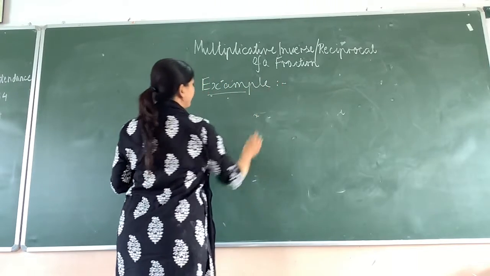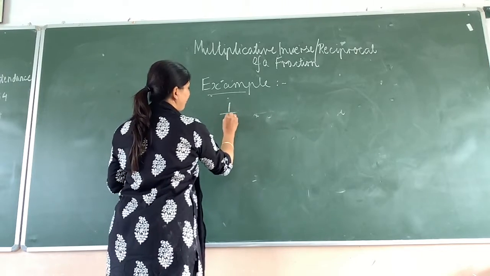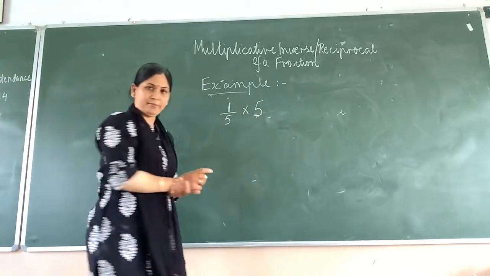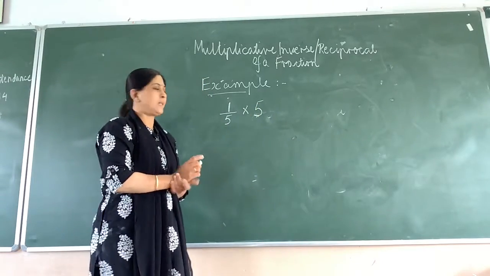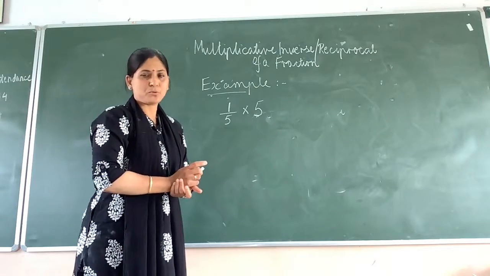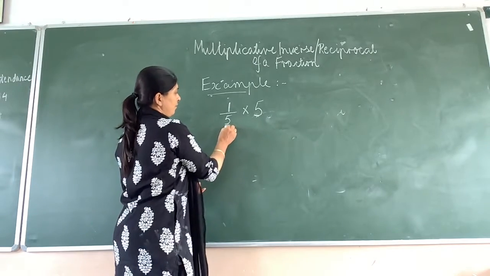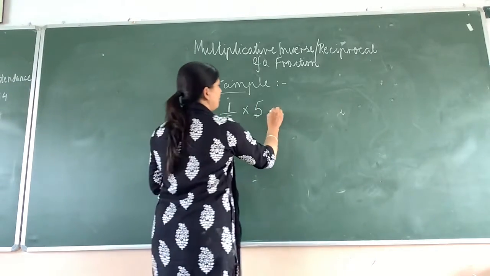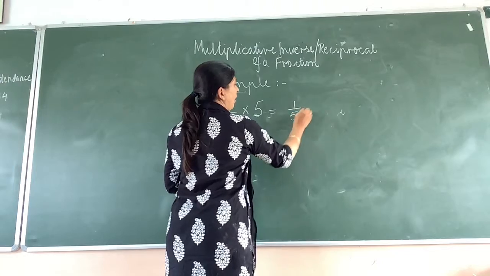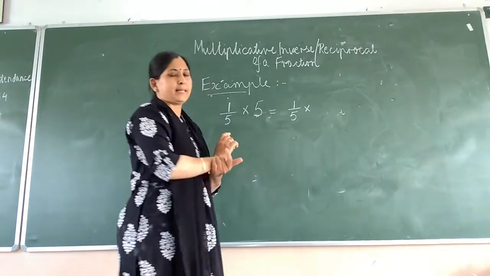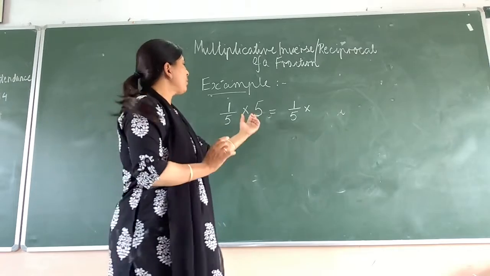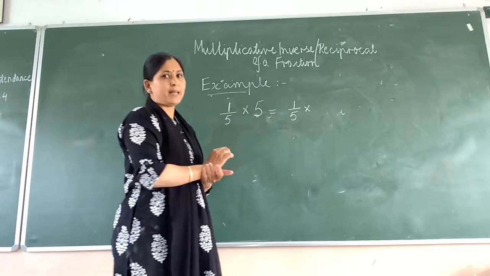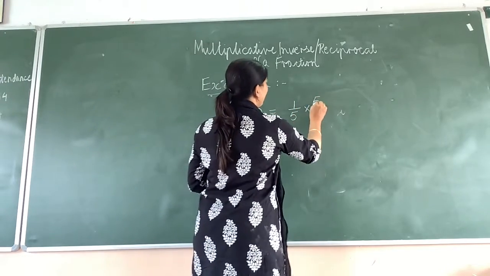Look at this example. 1 over 5 multiplied by 5. Let us see what we get when we multiply these two. We are multiplying a fraction by a whole number 5. This whole number 5 can be written in fractional form. 5 can be written as 5 over 1.